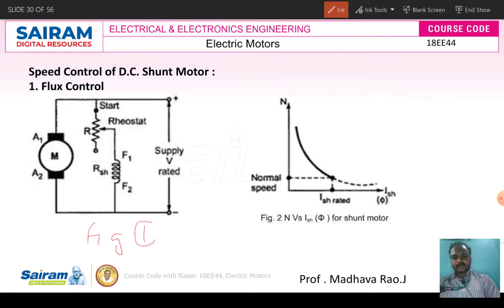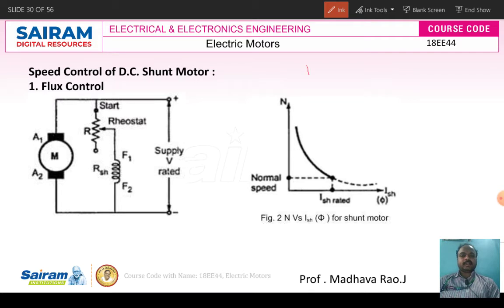In this figure, you can observe the field winding. F1 and F2 represent the field winding starting end and finishing end. The field winding is connected to the rheostat. Using the rheostat, we can control the field current, and by that we can control the speed of the DC motor. By adjusting the field current, we can control the speed of the DC motor.